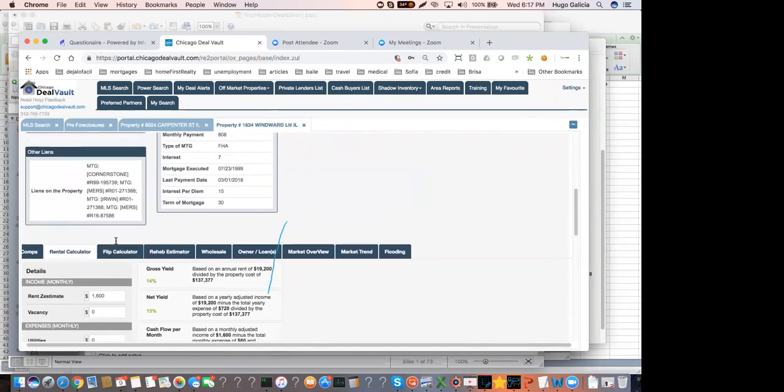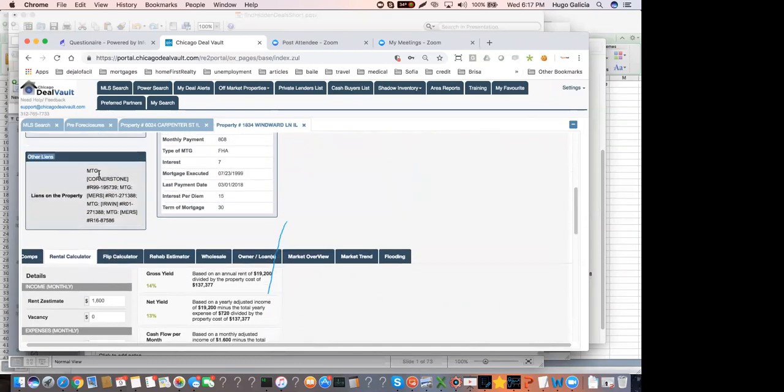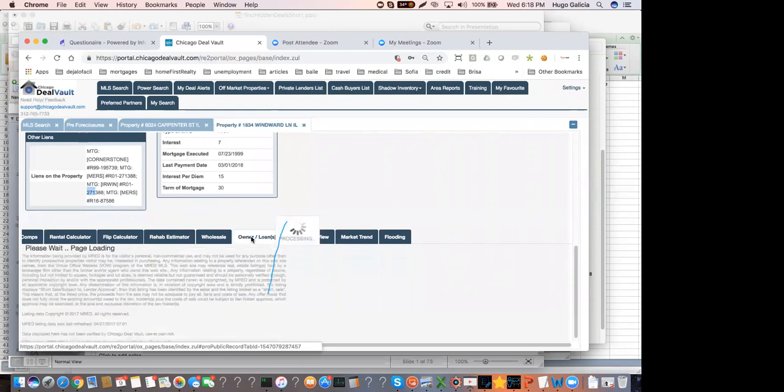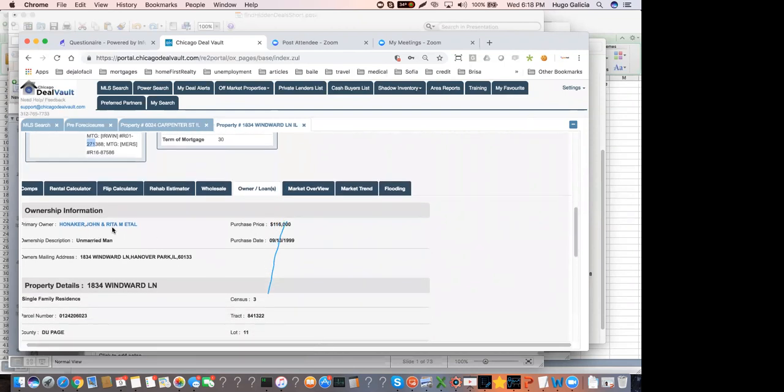So let's go up, and then here we have liens on the property, okay? So in here we have, let's look at the liens. So this is the mortgage. So it says 271,000. Okay, so let's go ahead and verify that. So let me show you something very cool. So we have a tab called Owner and Loans right here. So let me just click on that. This is going to give you tax information, sales history, owner information.